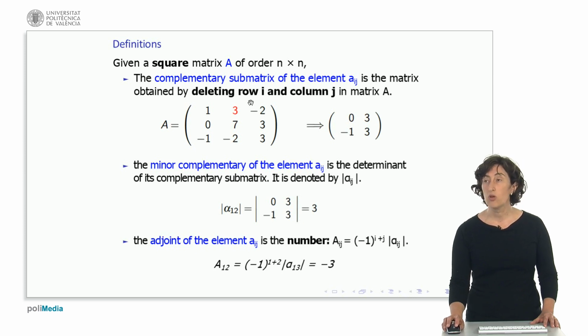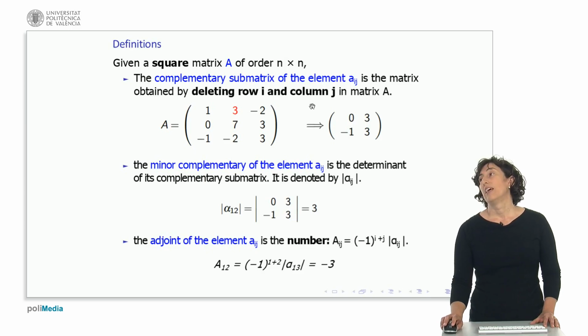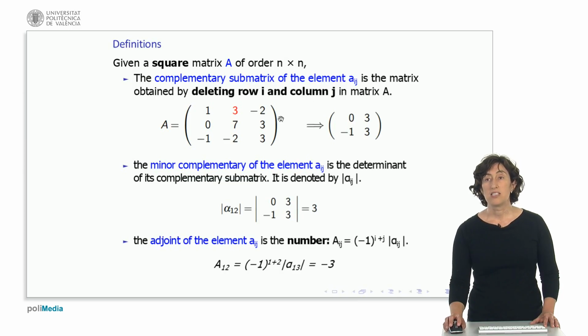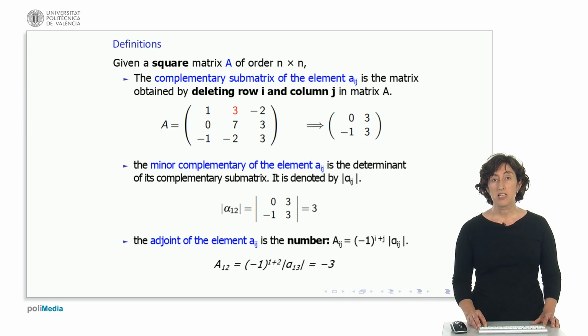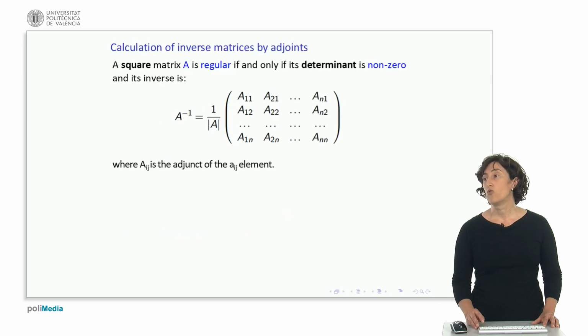For example, in the first row, in the first column, I will put the adjoint of the element 1, 1. In the first row, in the second column, I will put the adjoint of the element 2, 1. Here we change the indexes. In the first row, in the column n, I will put the adjoint of the element n, 1. And so we build a matrix formed by the adjoints, which, multiplied by 1 over the determinant, is exactly the inverse of the matrix A. This is the method of calculating inverses by adjoints. Let's see it with an example.